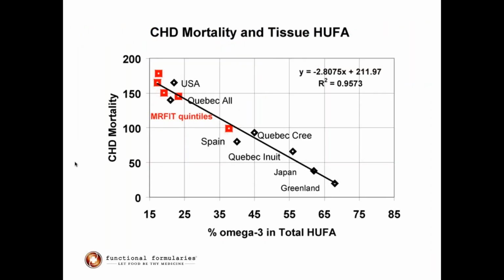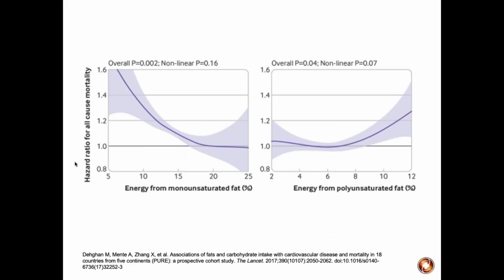Now, the inverse is true with coronary heart disease and omega-3 fatty acid content. So here we see the exact opposite slope. It isn't quite as steep, but it is an inverse relationship, where higher levels of omega-3s found in tissue samples correlate with very low levels of coronary heart disease. So it's just another way of looking at that omega-3 to omega-6 ratio, and both are true.